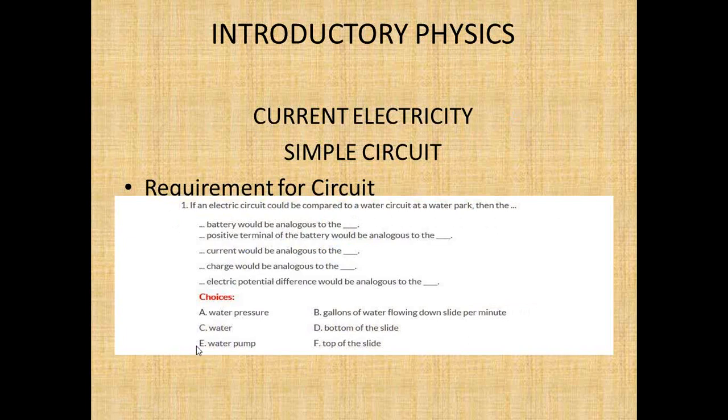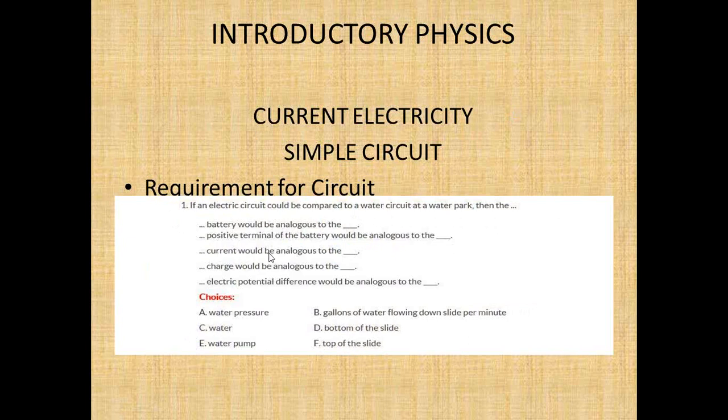So at the water park, the water pump is going to move the water from the ground level up to a high position. And once the water is in the high position, it can run down. The positive terminal of the battery would be analogous to the top of the slide. So the positive terminal, which is the high potential terminal, is equivalent to the top of the water slide.